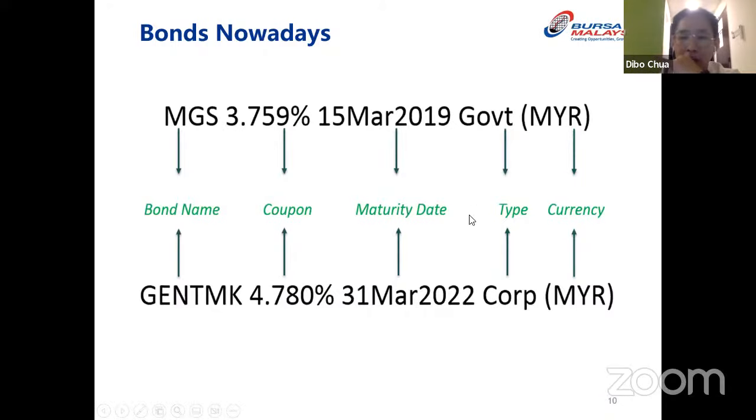And then the last one is the type. This one, as you can see, is GOVP, government, meaning it's a government bond. And this is MYR, the Malaysian ringgit currency. The bottom one is the same thing, but it's actually a company bond. I can't remember this company's name, so I'm sorry about that. Coupon 4.78%, and maturity date 31st of March 2022, last year. This is the type, corporate bond, and the currency. So this is how our bonds look today.